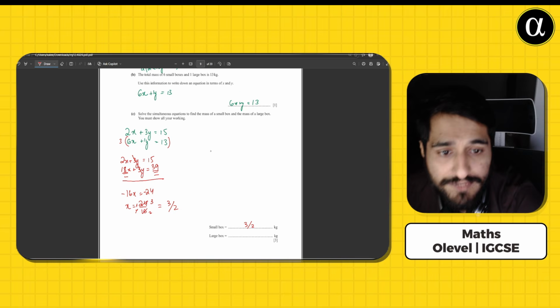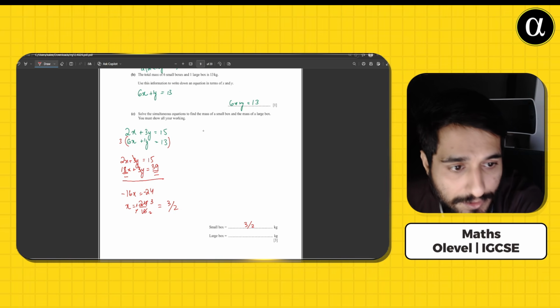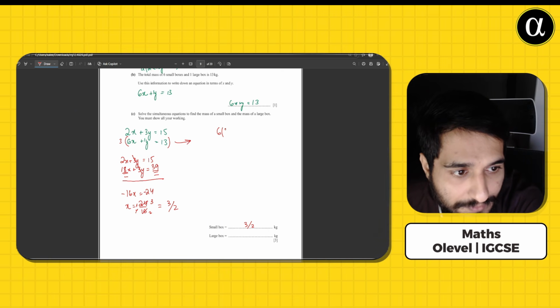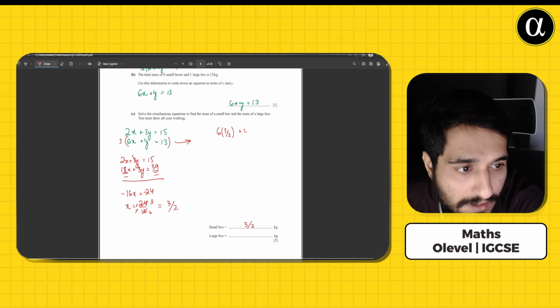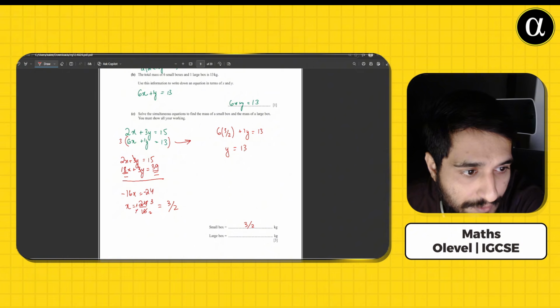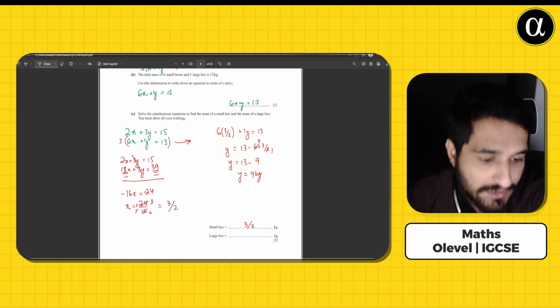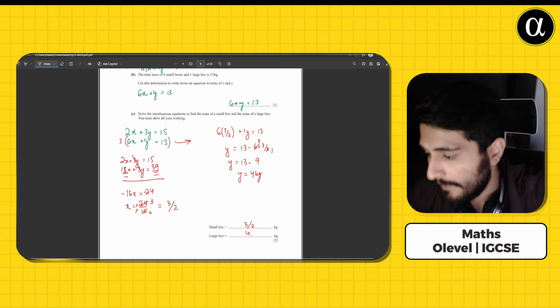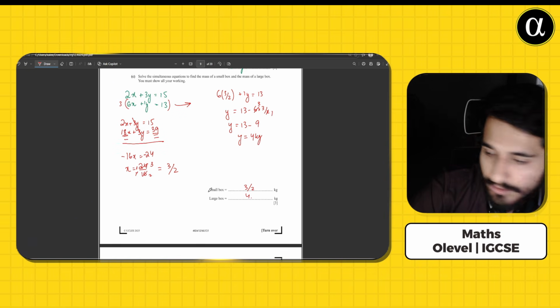Now I can use any of the equations to find the value of the large box, let's just take this equation initially. So it's going to be 6 times 3 over 2 plus 1y is equal to 13, and this would be y is equal to 13 minus 6 times 3 over 2, and this would become 1 times, and then this is 3. So y is equal to 13 minus 3 into 3, that is 9, and y would turn out to be 4 kgs, and we can say that this is going to be 4, right?